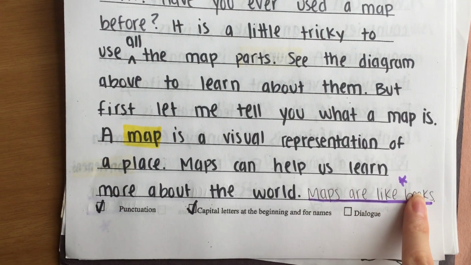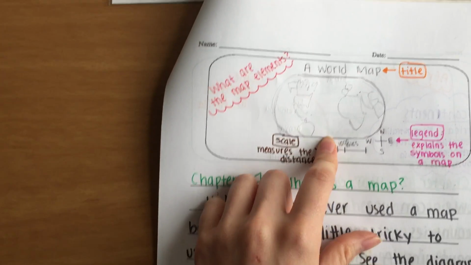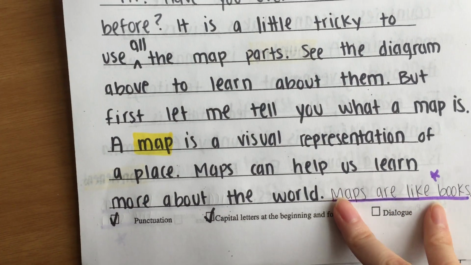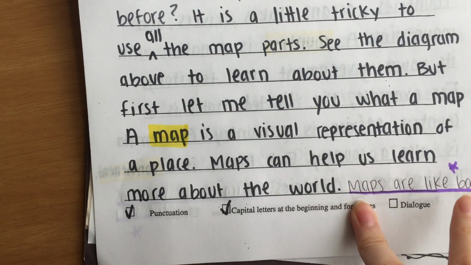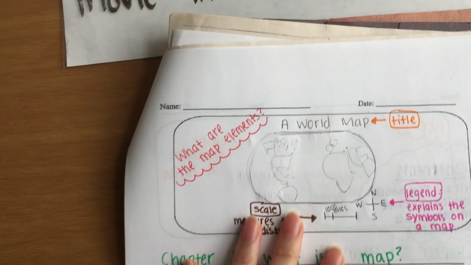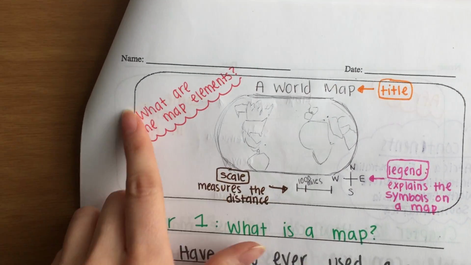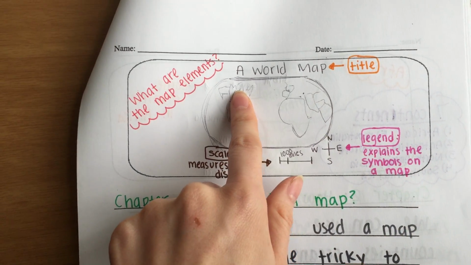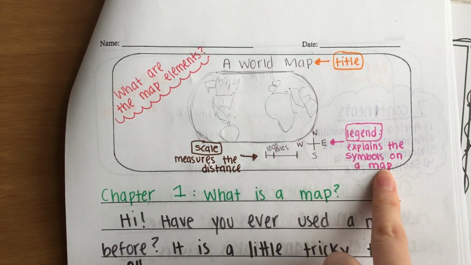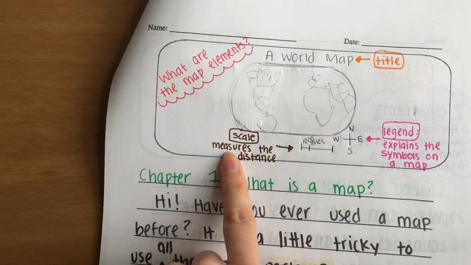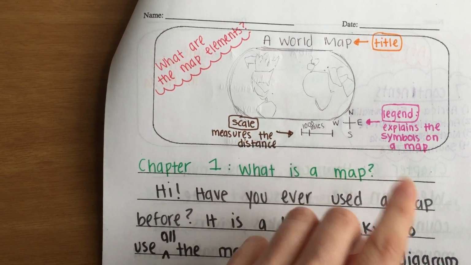Maps are like books. Are maps really like books? No, but I'm comparing 2 things to show us that both maps and books can teach us about the world, right? And if you look at the diagram, what are the map elements? So a map usually has a title, it usually has a legend, which explains the symbols on the map, and it has a scale. It measures the distance.